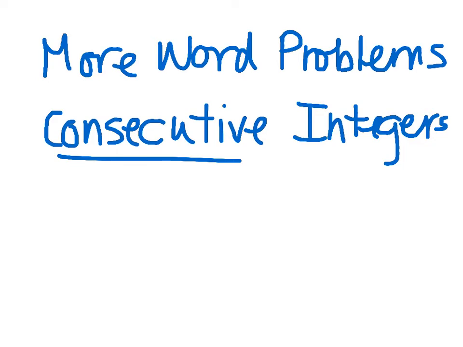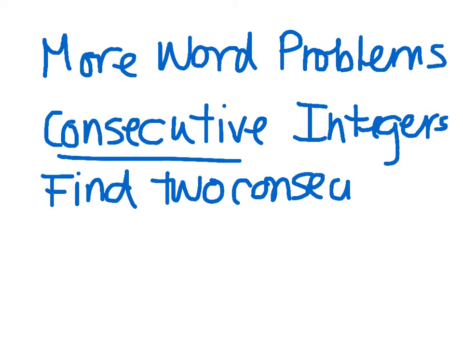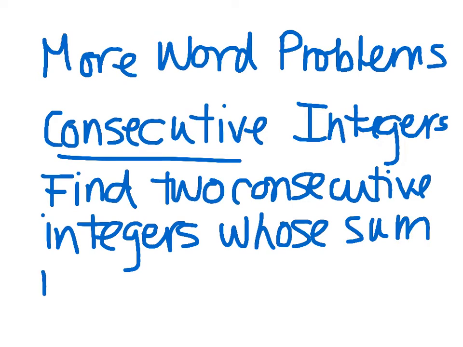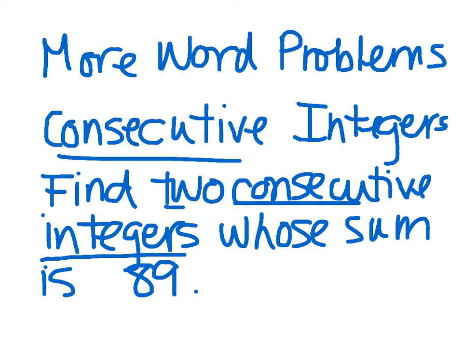Here's a problem that would be like that. Find 2 consecutive integers whose sum is 89. So clearly, we're talking about 2 consecutive integers, so there's more than one unknown. When there's more than one unknown, we need to write each of them down in words. In this case, the 2 consecutive integers could be called the first and the second.